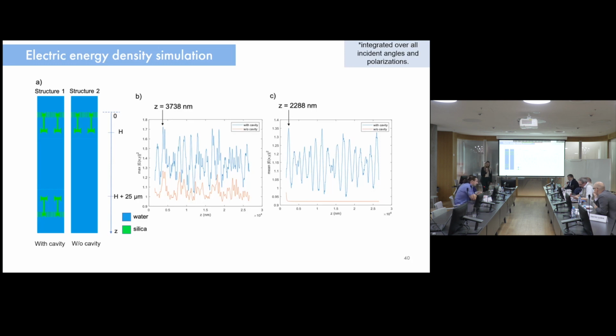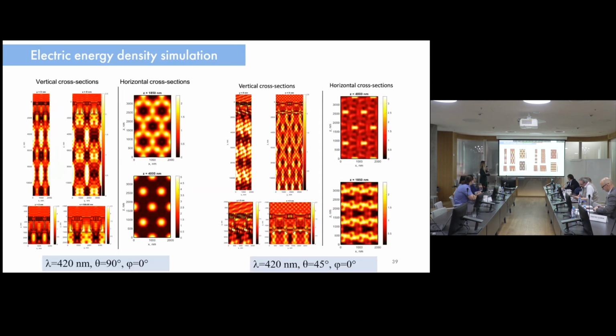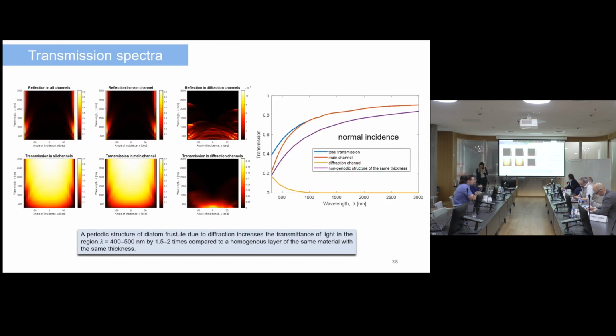Okay, thank you. And I have a couple more physics-related questions. Can you go back to slide 38? Here you came up with the conclusion that, due to diffraction, the periodic structure of diatom fossils enhances the transmission of light in the region between 400 and 500 nanometers by approximately 1.5 to 2 times when compared to a homogeneous layer of the same silica material.